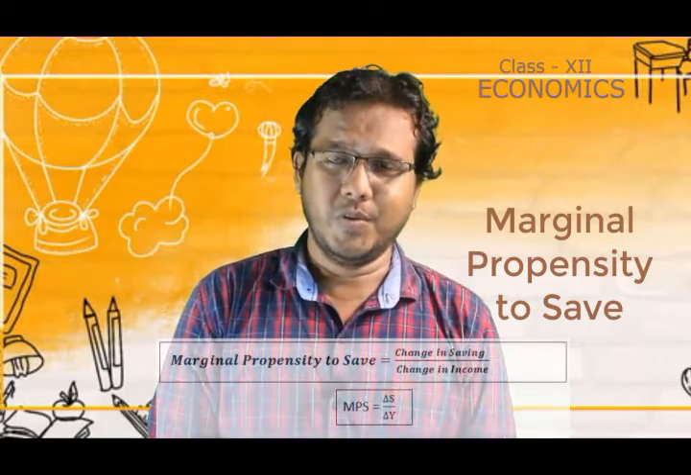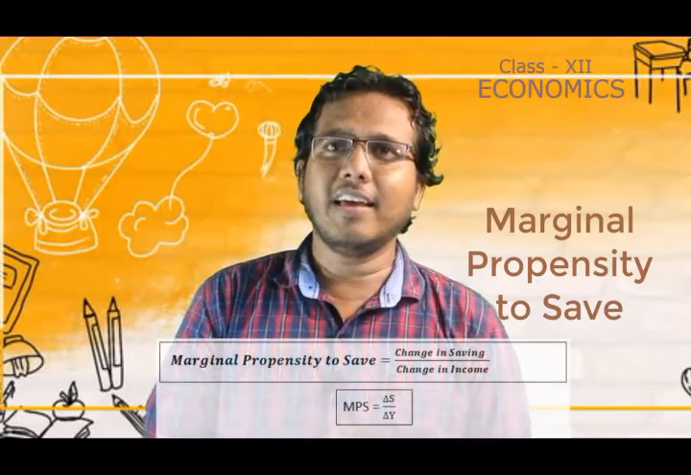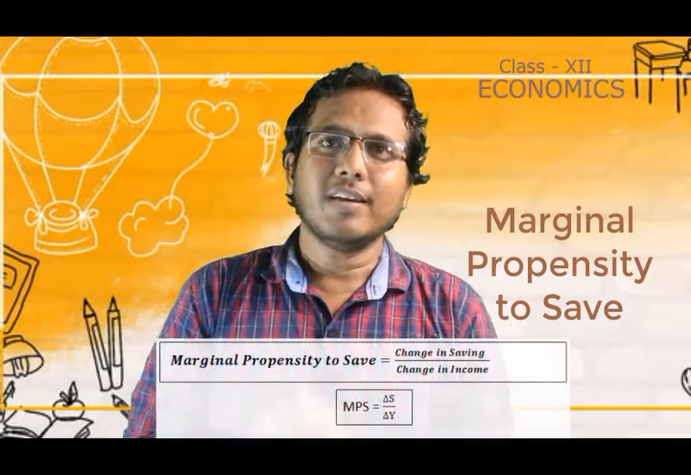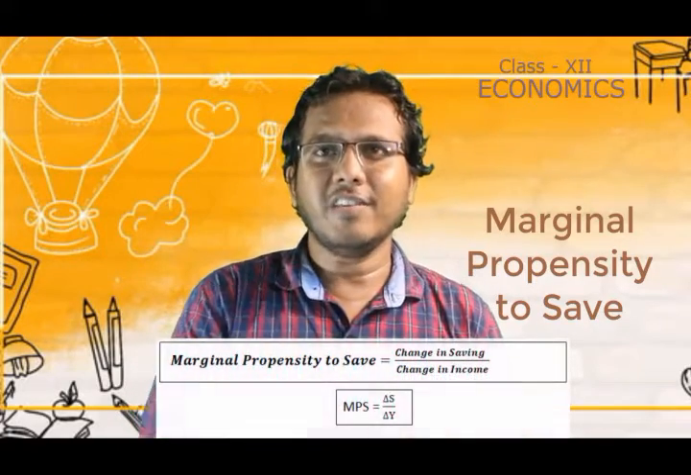After getting the value of APS, we will calculate the value of MPS, that is marginal propensity to save. Marginal propensity to save is the ratio between the change in saving and the change in income. So we can calculate MPS as delta S divided by delta Y, that is change in saving divided by change in income. Okay students, that's all for today.